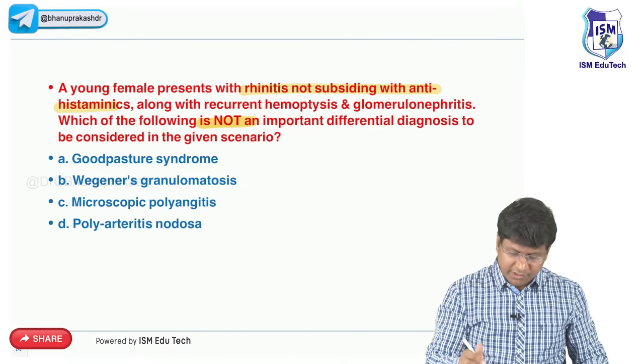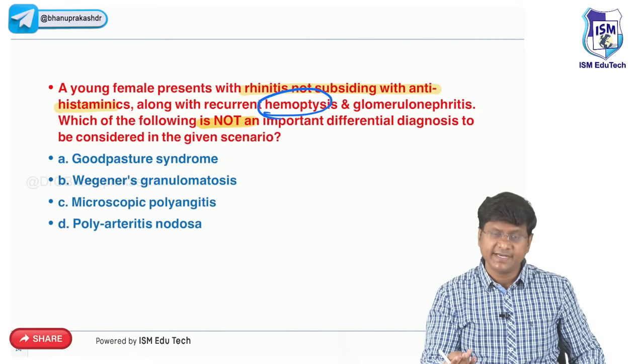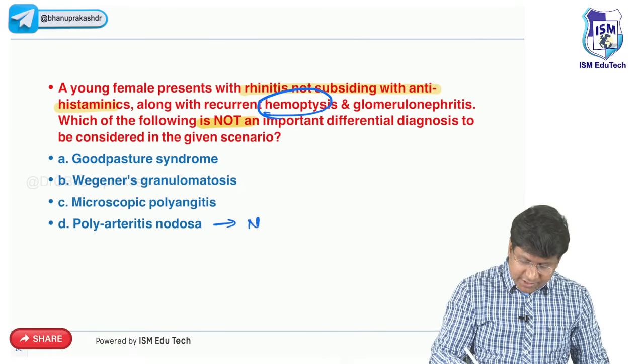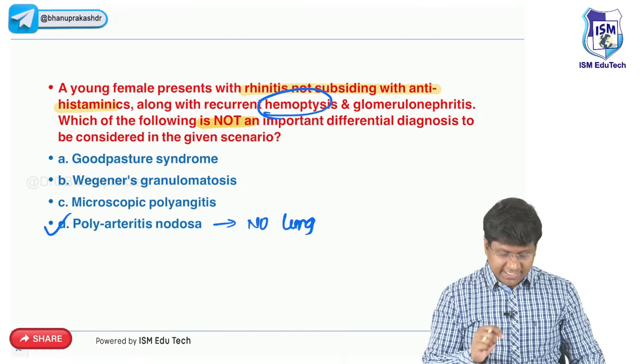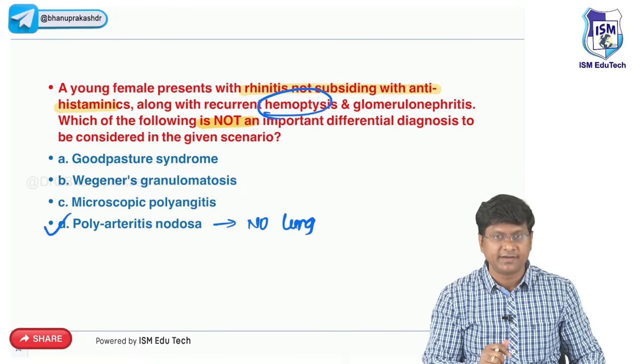Now, very importantly, in this patient there is kidney involvement as well as lung involvement. In case of polyarteritis nodosa, there is no lung involvement, right? There will never be lung involvement. So the correct answer here is polyarteritis nodosa. Lungs are not involved in polyarteritis nodosa.